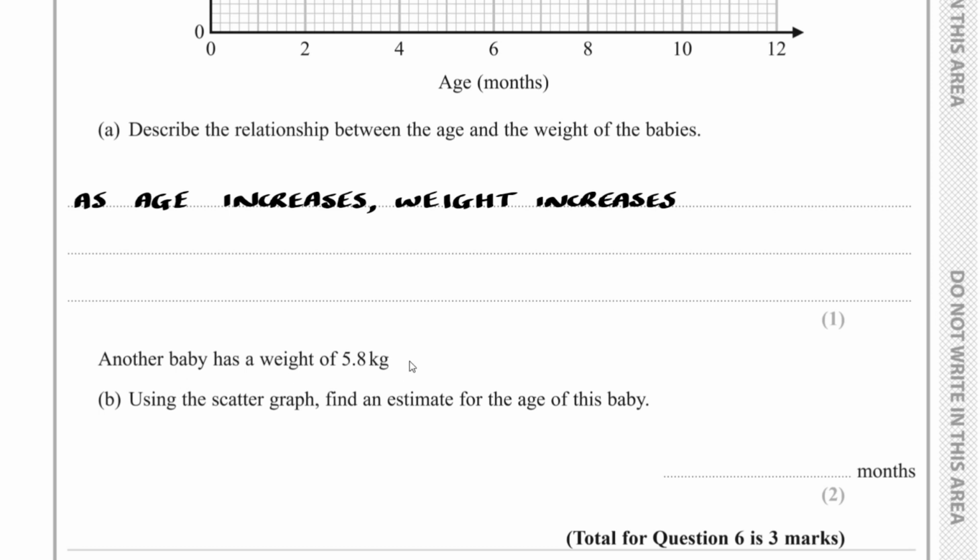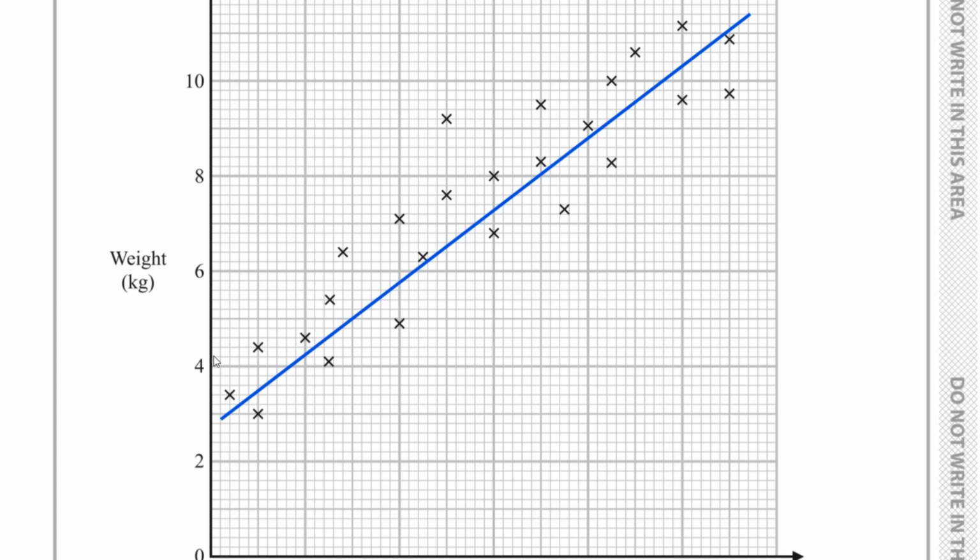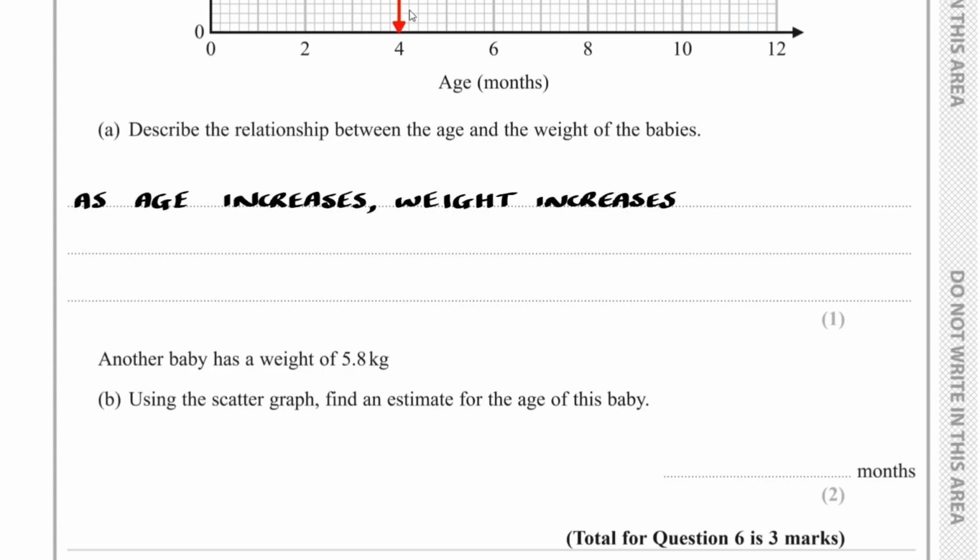We are told in the question, the baby has a weight of 5.8 kilograms. So 5.8 kilograms is here. So we draw a line across from the 5.8 and then we draw a line down. And so what you see is the age of the baby in months is 4.